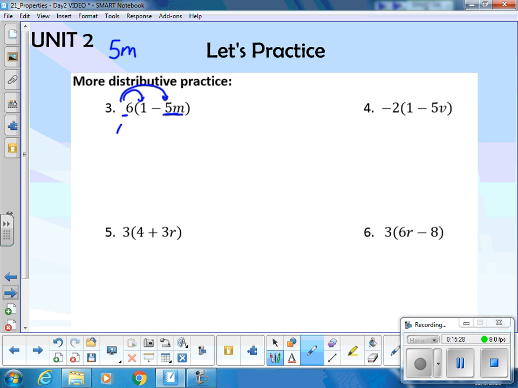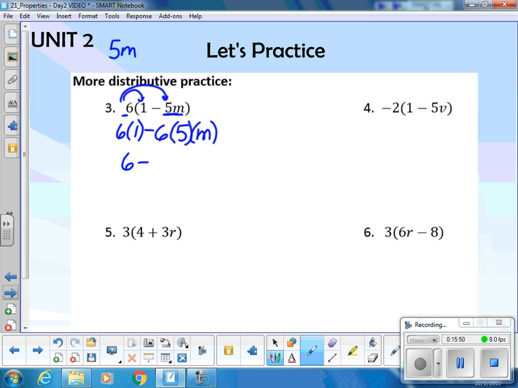So if we take this and we show our work, we're multiplying times 1, then we're subtracting, that's from the middle, and I'm going to multiply by a 6, and then we have a 5, and we're multiplying by m. With multiplication, we know 6 times 1 is 6.